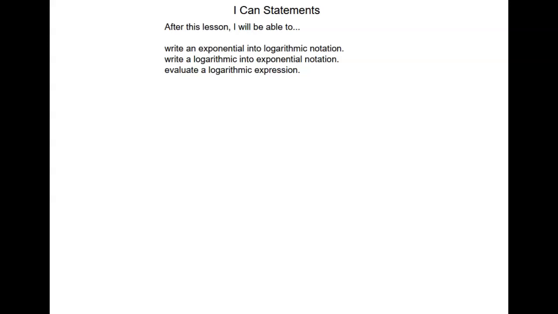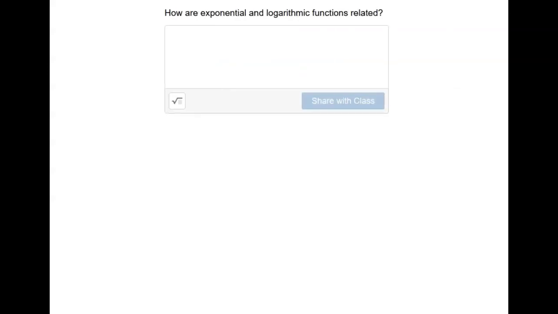This is lesson unit 5, lesson 7. We are going to be writing exponential functions into logarithmic functions and vice versa, and then we want to evaluate a logarithmic expression. So first of all, how are exponential and logarithmic functions related? They are inverses of each other.